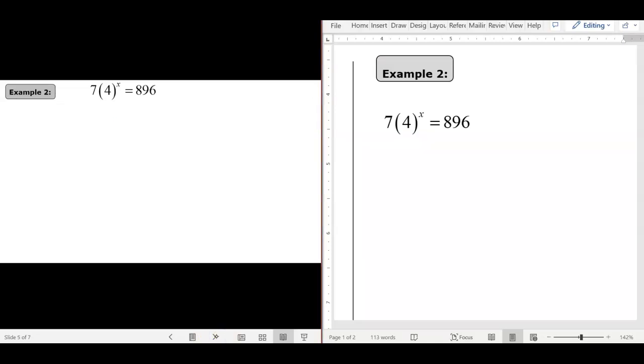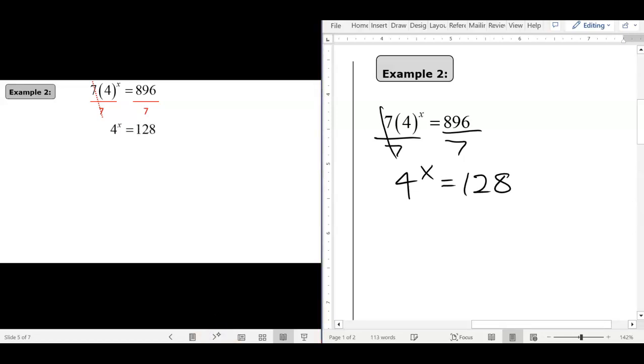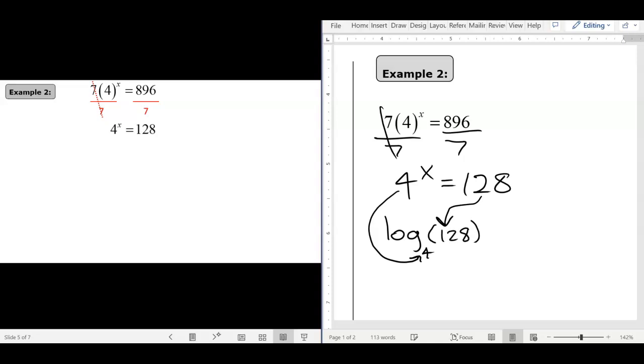All right, now this is weird because instead of just 4 to the x, there's a 7 out front. So anytime you have something out front, like a coefficient, we got to divide that on both sides. Okay, so now I have 4 to the x equals 128. And now I can do that trick. All right, my log, the base becomes the little base. What it equals is the argument. And that equals the exponent.